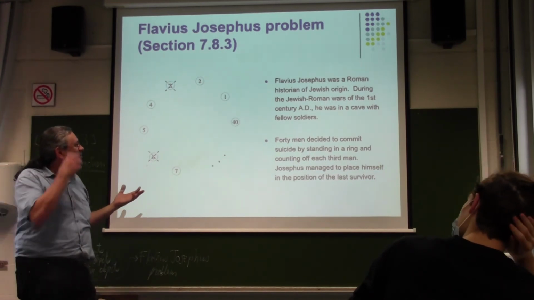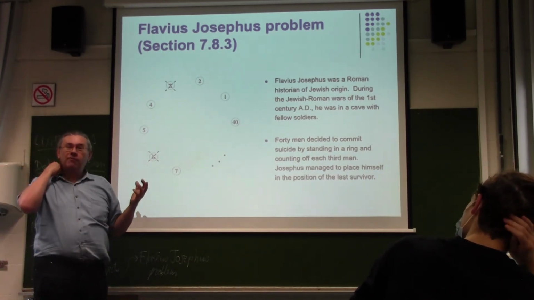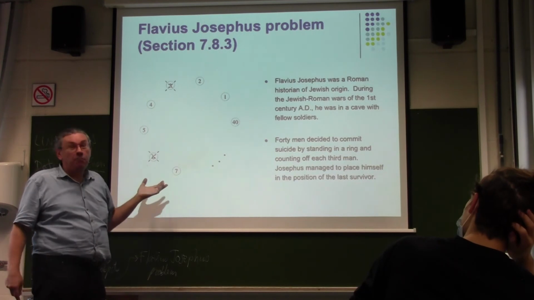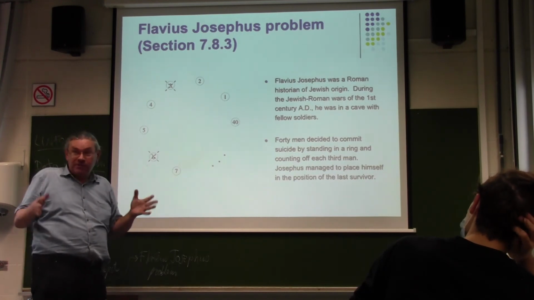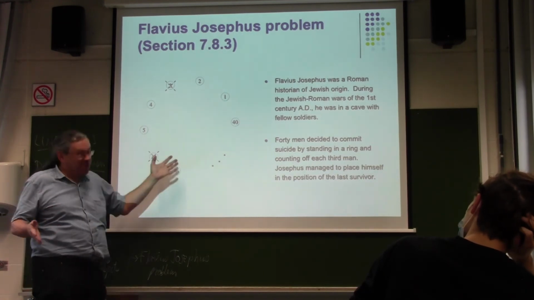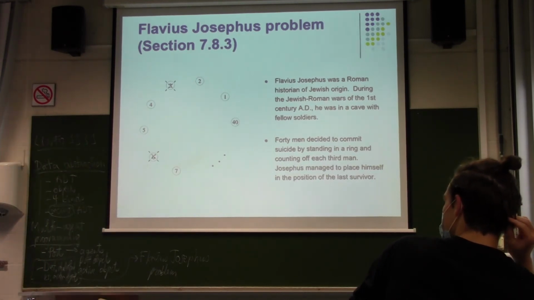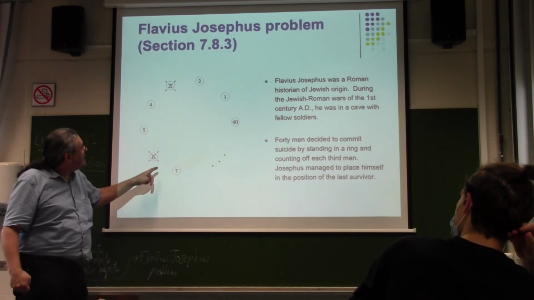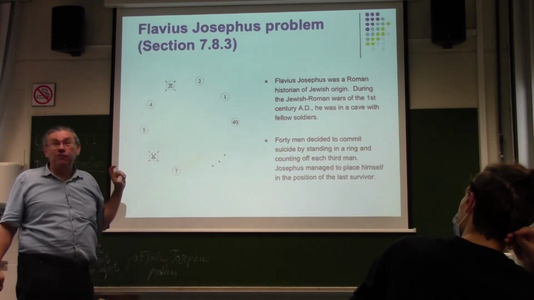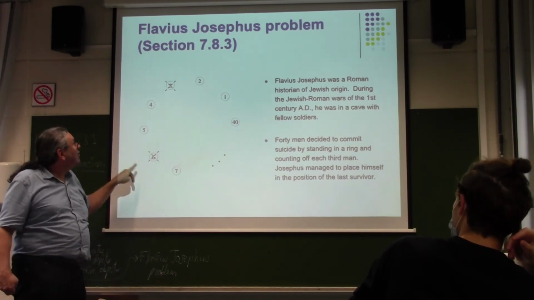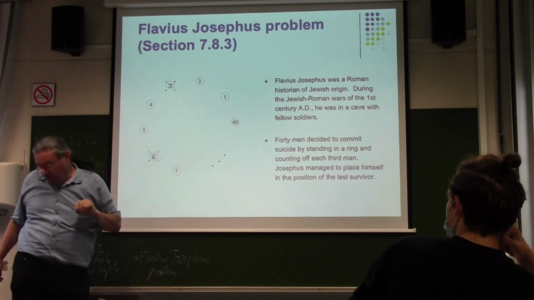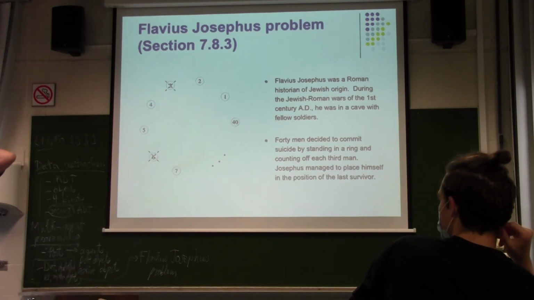And he survived, and he became a famous Roman historian. He wrote his memoirs, and those memoirs are still existing today, and you can read them. So the guy made a good career, okay? But there's an interesting problem here, huh? What is the position of the last survivor? So, we can actually make an interesting problem from this case.